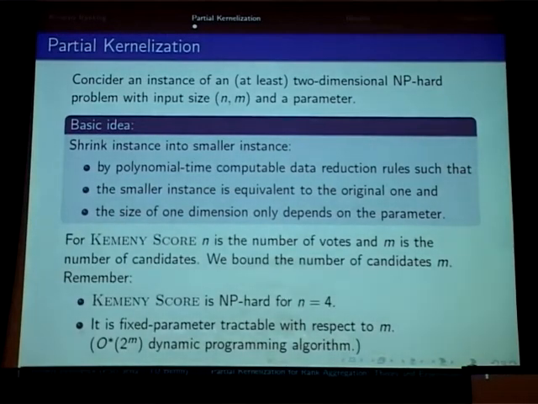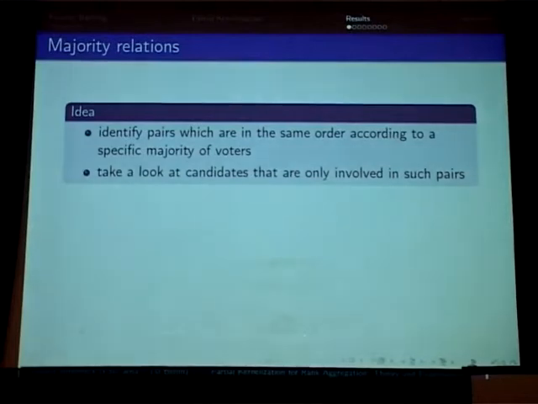And for the Kemeny score problem, here n is the number of votes and m the number of candidates. We bound the number of candidates with respect to our parameter. And that really makes sense because, you know, it's NP-hard for four votes, and there is a fixed-parameter tractable algorithm with this running time with respect to the parameter m. Okay. Here we developed data reduction rules.